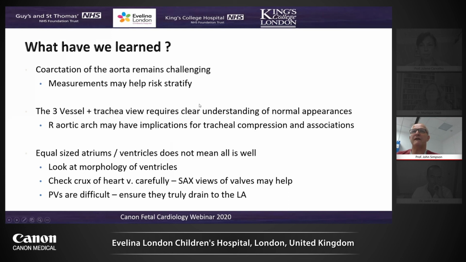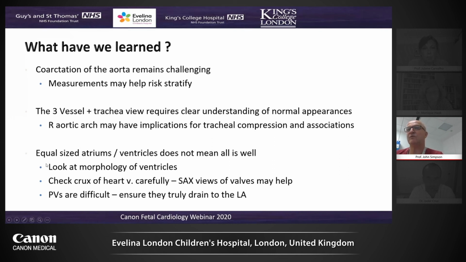So what we've learned here is really coarctation of the aorta remains a big challenge. Measurements can help stratify risk, but we've still got challenges there. In order to understand the ventriculoventricular variations, you need to have a clear understanding of the normal appearances, and the right aortic arch can have implications for particularly tracheal compression and associated genetic abnormalities.